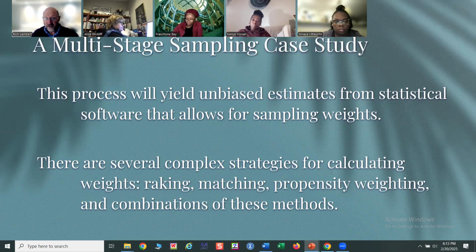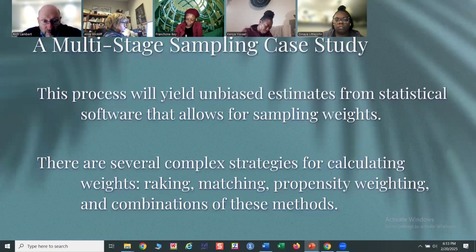All we're going to do tonight is expose you to some of the strategies very quickly, because it's kind of a black box behind the scenes. And the purpose of this course is to expose you to these methods, but not to teach you how to calculate those weights, because that's what sampling statisticians do for us as researchers. But there are methods we call raking, matching, propensity weighting, and some combination of these. So what are these things?